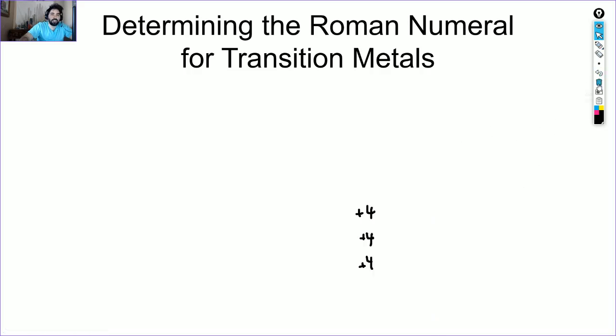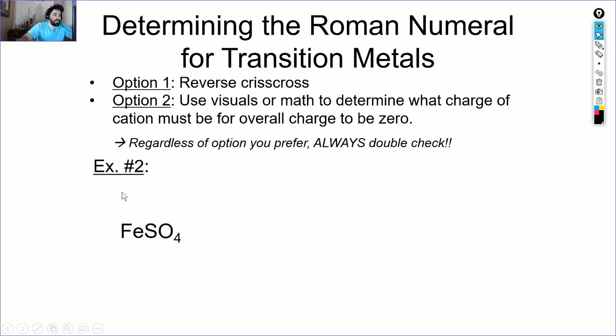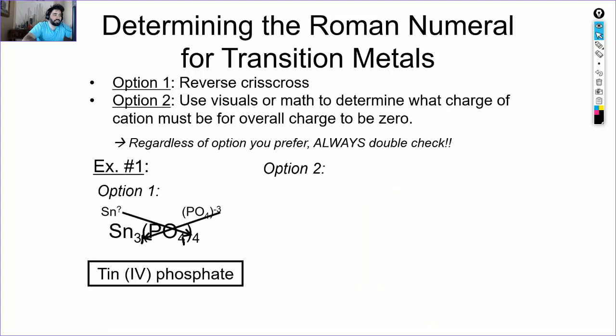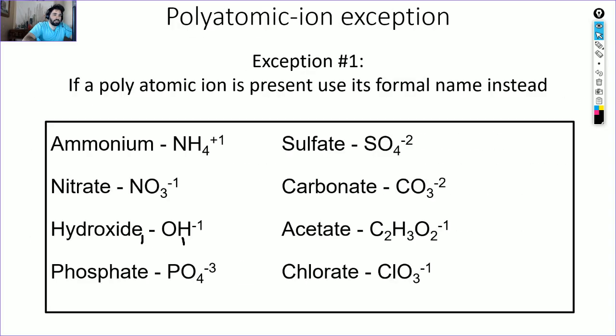Now that's an example where option 1 is actually easier. Here's an example where option 2 is actually easier. Right, let's say I have, this isn't tin anymore, let's say I have iron sulfate. Well, if you use the reverse crisscross method, you'd have sulfate -1 and iron +1, right? Because these would have the subscripts of 1. Now that's not actually the case, because if we look at our reference sheet, sulfate has a -2 charge.